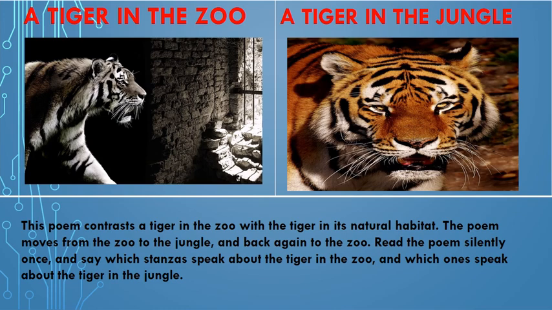Some of them put them in the zoo for fun and for their safety, for fun also. Here, this poem contrasts a tiger in the zoo with the tiger in its natural habitat. The poem moves from zoo to jungle. In some stanzas, we see how the tiger is in the jungle, how the tiger in the zoo is, and back again to the zoo. Read the poem silently once.